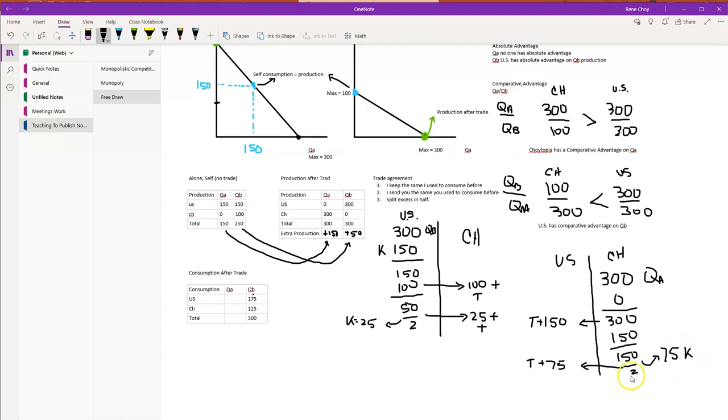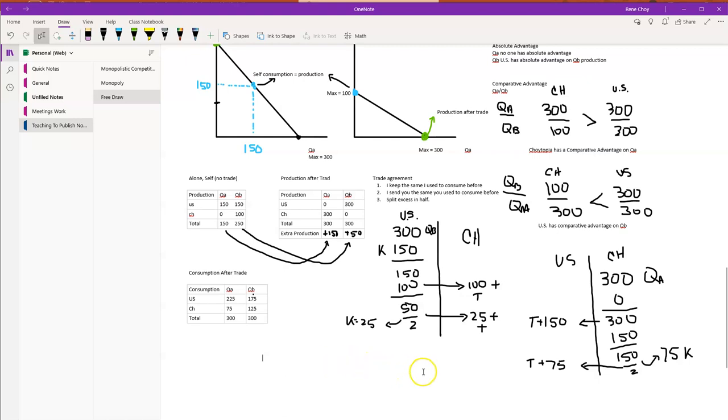All right, let's summarize that. So if you look at the amount that the US is going to be consuming of QA, that number is 150 plus 75. So that's 225. And then if you look at the amount that Choitopia is going to be consuming, that's 75. We add those two, and we got a 300 production. All right, now you might be thinking, wait a minute, the Choitopia just produced 300 QA and they only get to keep 75. Well, this is wrong.